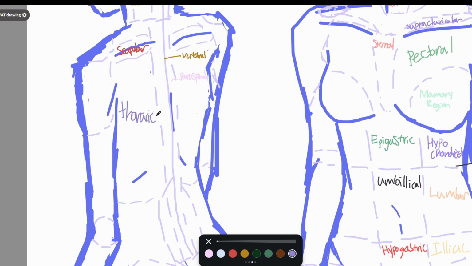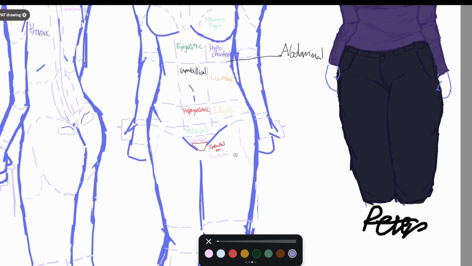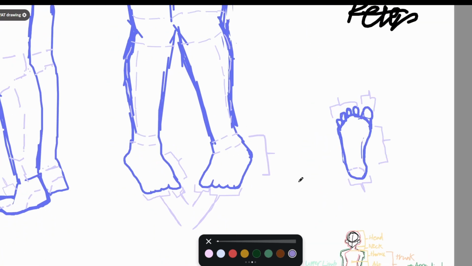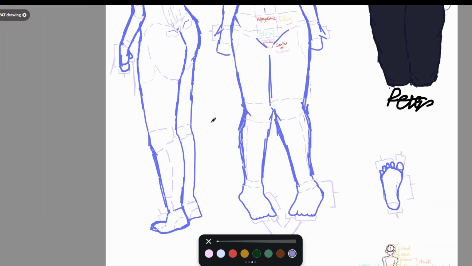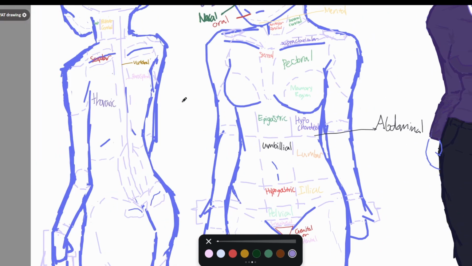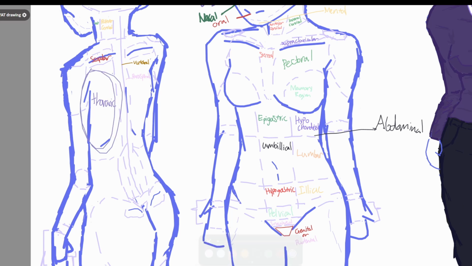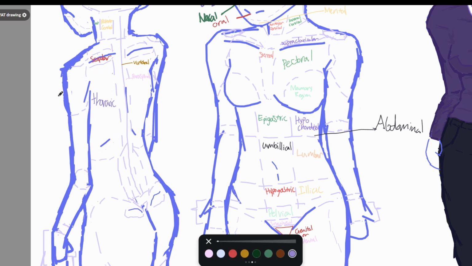I don't know what you're thinking. Wait, what? Didn't we put thorax earlier down here? And that's true, but this is just how it says it in the book. I really can't control it. So that's the thoracic region.